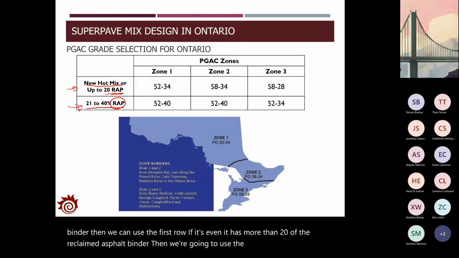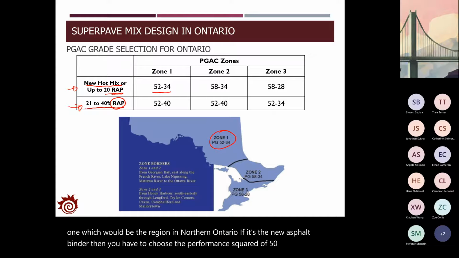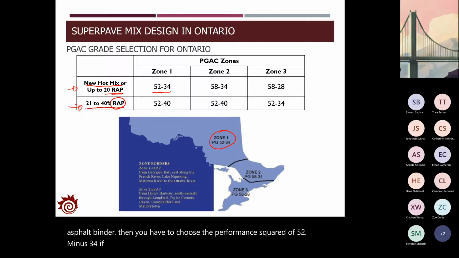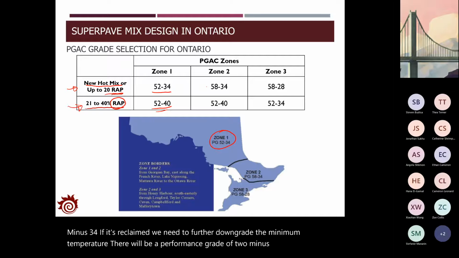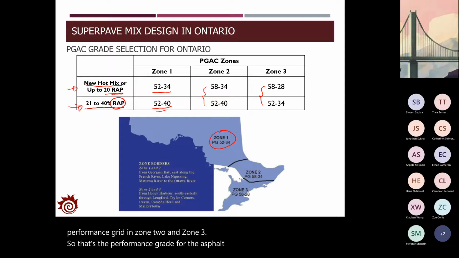Basically in zone 1, which would be the region in northern Ontario, if it's the new asphalt binder, then you have to choose the performance grade of 52-34. If it's reclaimed, we need to further downgrade the minimum temperature. That will be the performance grade of 52-40. You can find the performance grade in zone 2 and zone 3. So that's the performance grade for the asphalt binder. And we also have more information we need to cover.